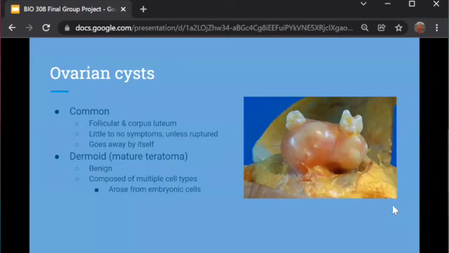Lastly, we have ovarian cysts, which are common, and they come in two flavors, the corpus luteum, and they typically present no symptoms, and they go away by themselves. The mature teratoma, as I've previously mentioned, is benign, but it can appear with multiple cell types because it arises from embryonic cells.